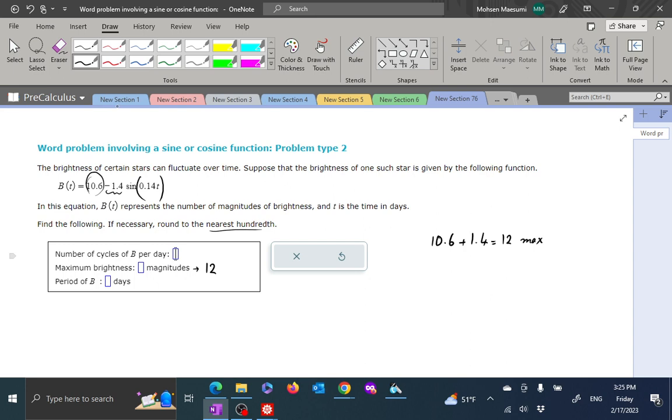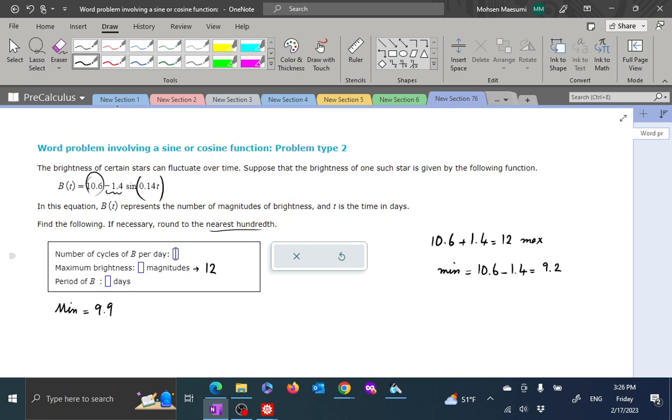If for some reason they had asked us for minimum brightness from 10.6, you're going to go down by 1.4, and then of course that's going to get you 9.2, but they don't ask that question here. In case they had asked for minimum, it would have been 9.2.